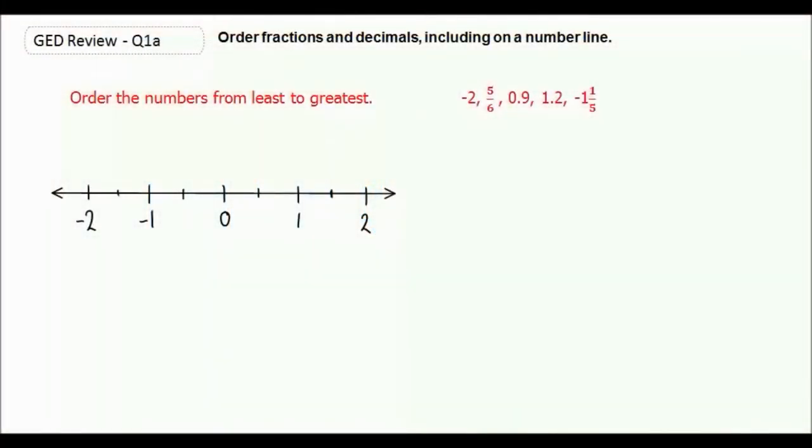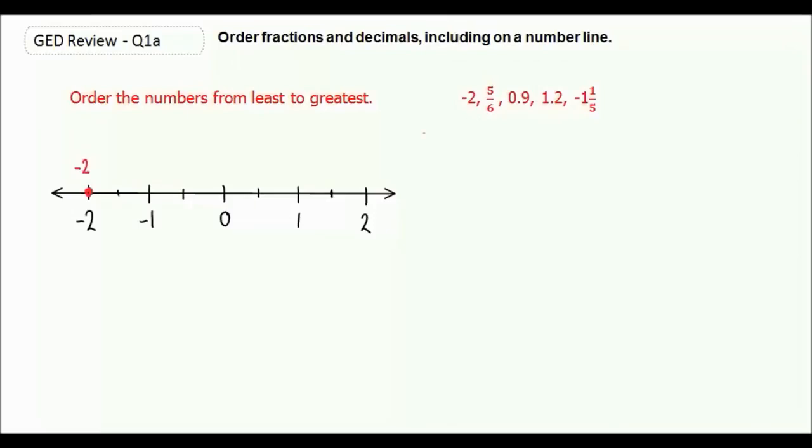The first thing we're going to do is order numbers from least to greatest on a number line. We're ordering -2, 5/6, 0.9, 1.2, and -1 and 1/5. So first, -2, well, that's already on our number line, so we're going to put a dot there. And just to remind ourselves, we'll say -2.